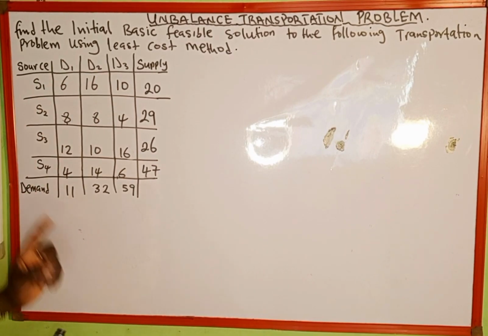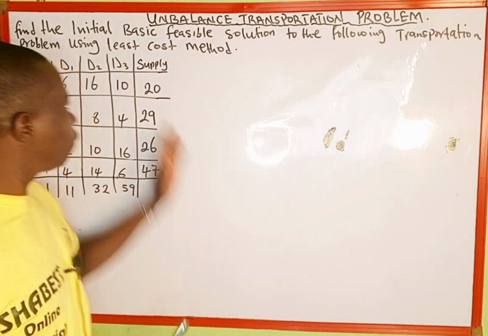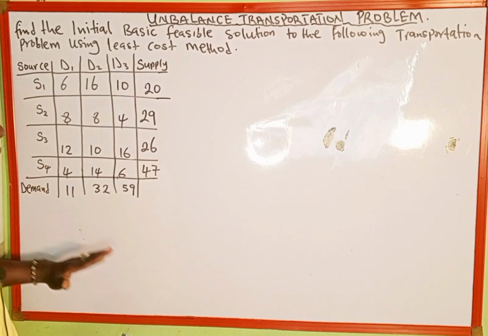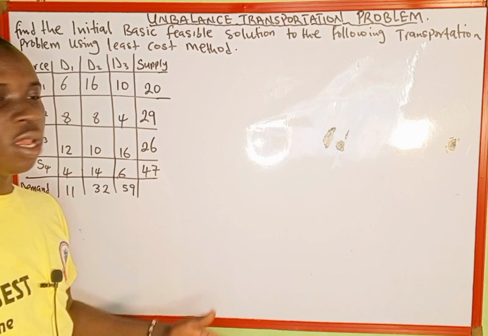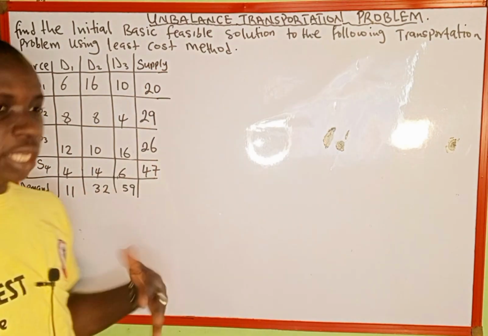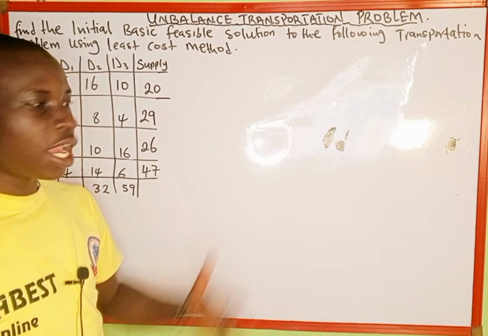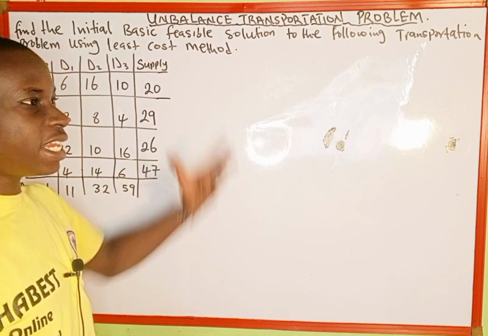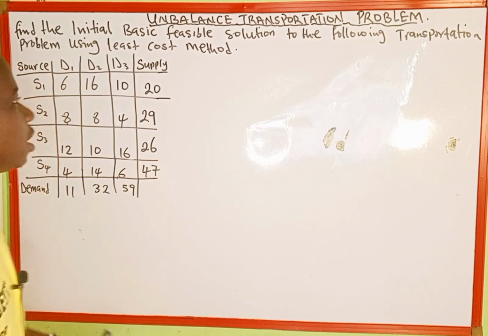For a transportation problem to be balanced or unbalanced: if the sum of supply is equal to the sum of demand, then we say that the transportation problem is a balanced one. But if the sum of the supply is not equal to the sum of demand, then we say that the transportation problem is unbalanced. And if the transportation problem is unbalanced, we are going to create either a dummy column or a dummy row. So let's look at this question.